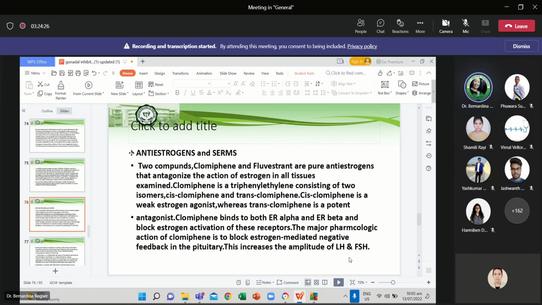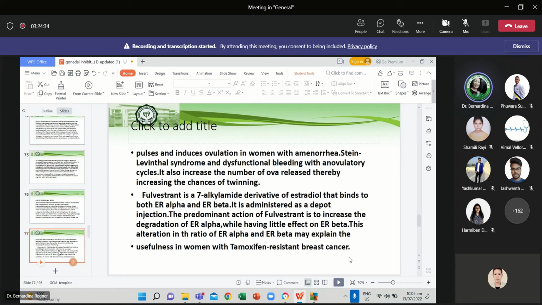So the major pharmacologic action of clomiphene is to block estrogen-mediated negative feedback in the pituitary. And this will increase the amplitude of your luteinizing hormone and follicle-stimulating hormone, and will induce ovulation in women with amenorrhea. You have your Stein-Leventhal syndrome and dysfunctional bleeding with anovulatory cycles. It will also increase the number of ova released, thereby increasing the chances of twinning. So that is the action of clomiphene.